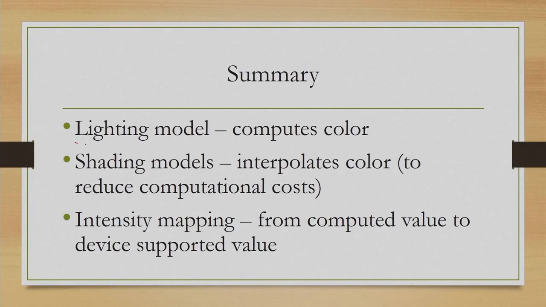Now, the lighting model is complex. So, in order to avoid complexities, we take recourse to shading models. This is the second concept that we have learned. Shading models are essentially a way to reduce computation while assigning colors to surface points. They make use of lighting models, but in a very limited way, and use interpolation, which is less computation intensive, to assign colors to surface points.